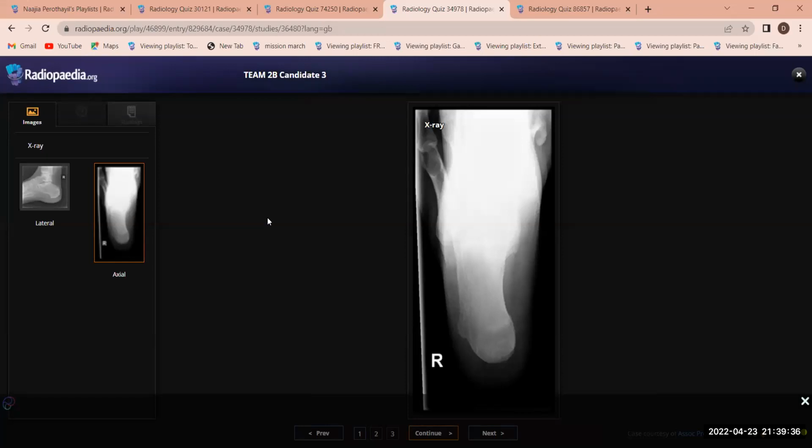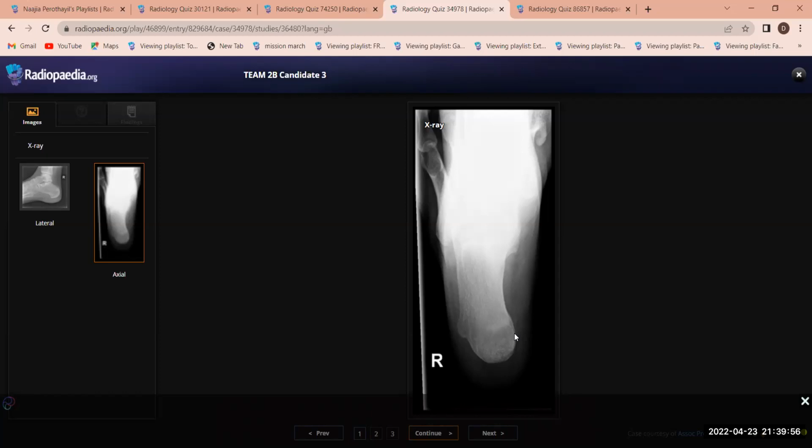Okay, in this view, I can appreciate a subtle sclerotic line in the distal part of the posterior part of the calcaneum, which is suspicious for some stress fracture. And soft tissue swelling is also there.